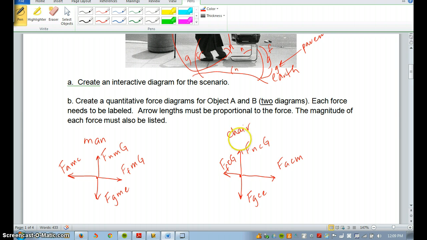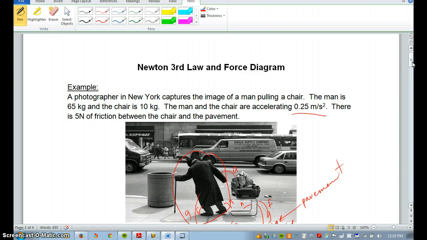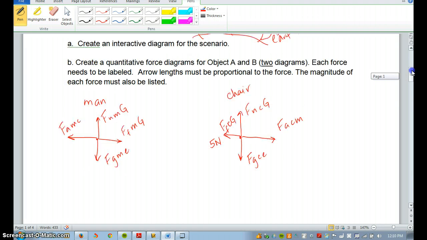And if I look up here, the value I was told was that the friction between the chair and the pavement, which is the same thing as the ground, was 5 newtons. All right, so that I know is 5 newtons. So we've got the value of one vector over here. So how about getting the rest of the values?